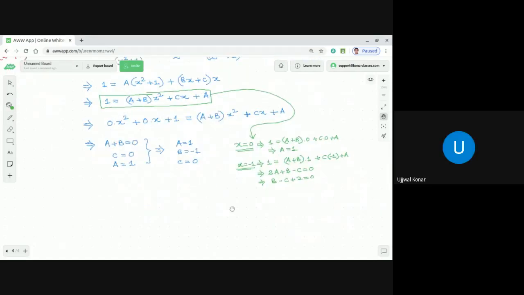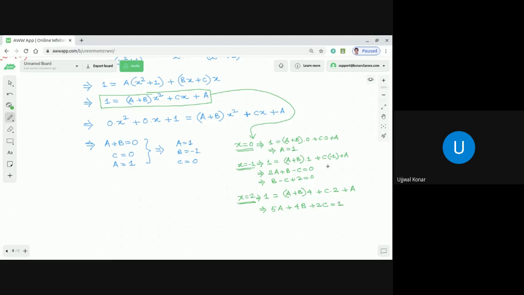Now again you can apply the value of x equal to, suppose, 2. So what are we going to get? Left hand side is equal to 1, right hand side is a plus b into 2 square, which is 4, plus c into 2 plus a. So from here, 4a plus a, 5a, plus 4b plus 2c is equal to 1.